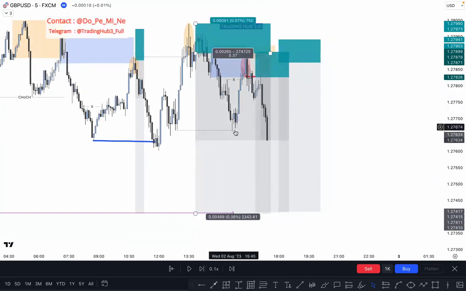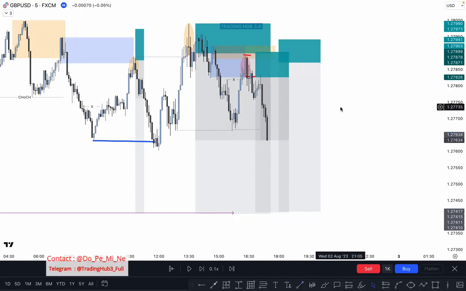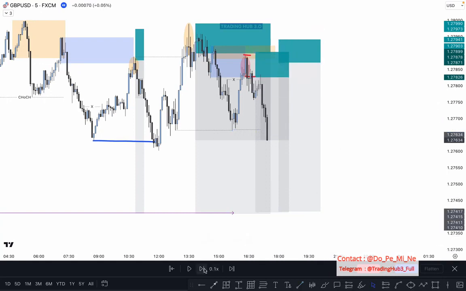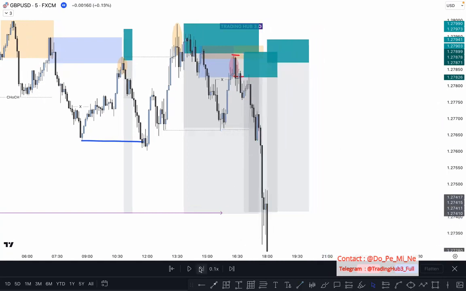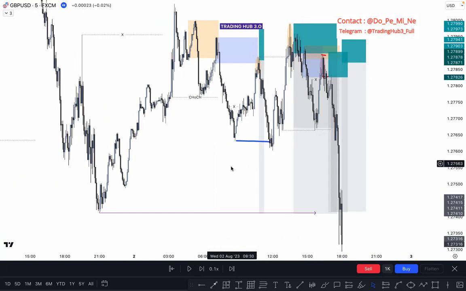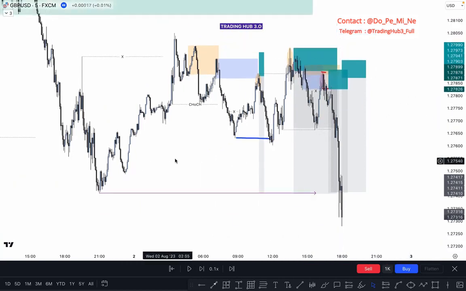The market again pushes downside and breaks this low, and when the market breaks this low, then we need an inducement before the sell on the unmitigated order flow, right? So let's wait and see. Okay, finally the market breaks the low and mitigates our target.